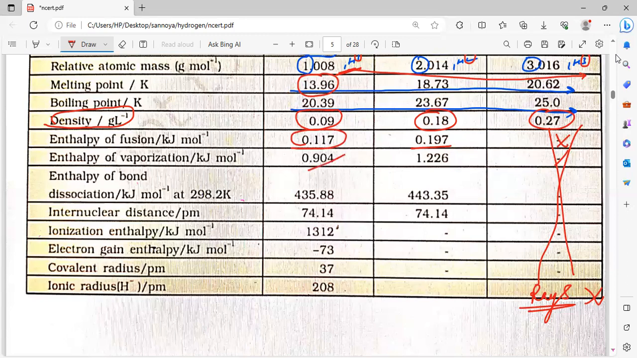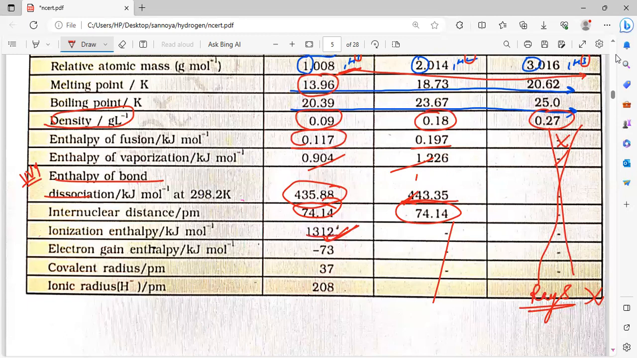Vaporization also you can see. Here, enthalpy of bond dissociation is quite important that you need to know, 435.8 kilojoule and here is 443. So deuterium is higher. Intermolecular distance, almost the same. Ionization enthalpy, we don't have to study there. Here it is quite high compared to other elements. It is very high. 1312.